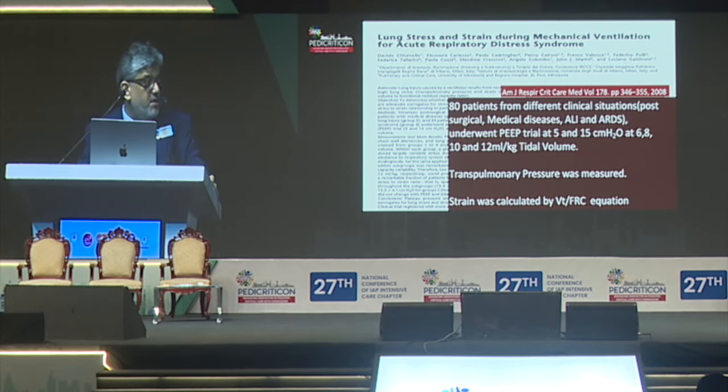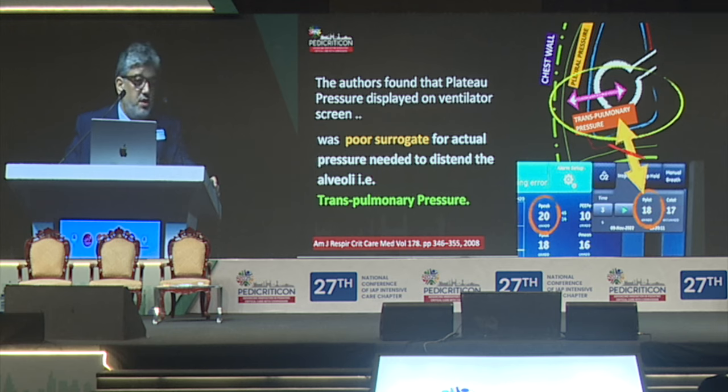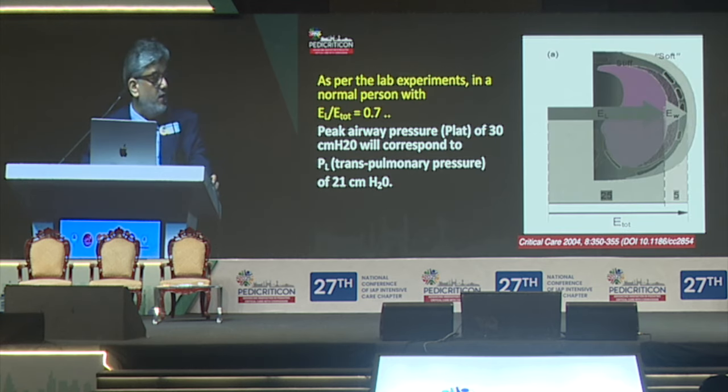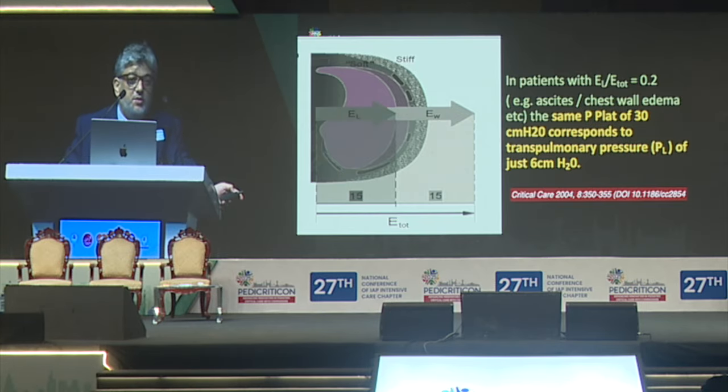This was a landmark study by Chiumello et al. on 80 patients with ARDS, and he demonstrated that these numbers which are displayed on the screen of the ventilator are poor surrogates of actual transpulmonary pressure. That means if you have a normal chest wall elastance and you have a displayed plateau pressure of 30 centimeters of water, then 25 centimeters will be spent in expanding the lungs, and only 5 centimeters will be used to open the chest wall, elevate the chest wall.